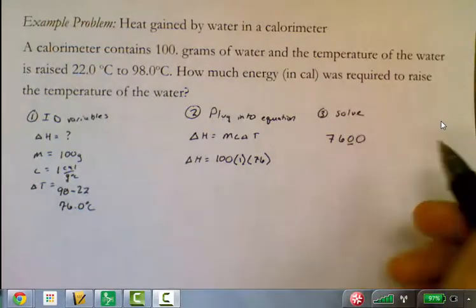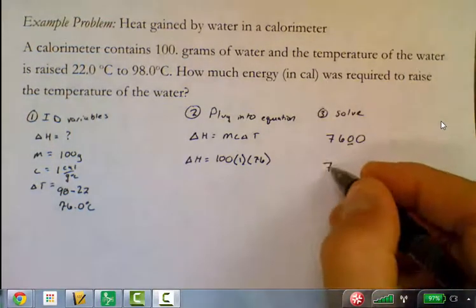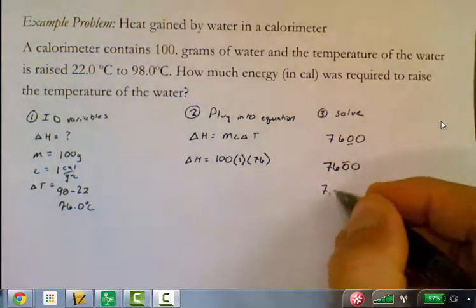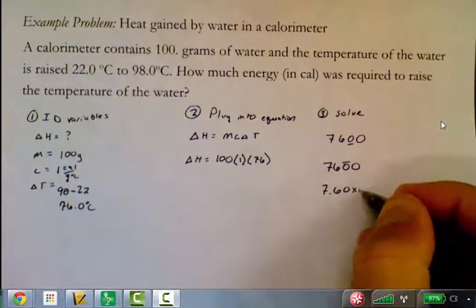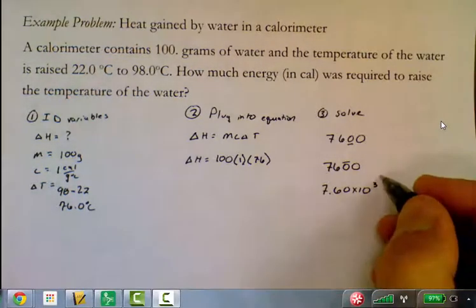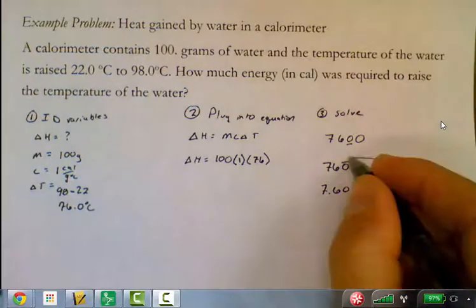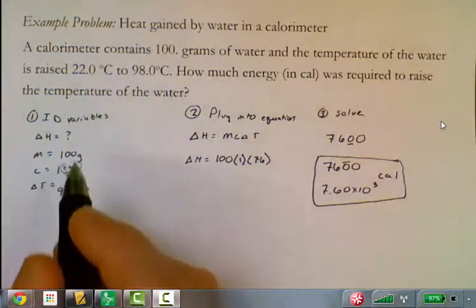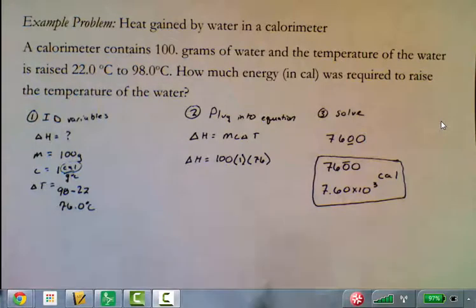So we need to make this 0 significant. You can mark your 0, or you can do 7.60 times 10 to the third. The unit that goes on that is calories. And that again is because in the specific heat value, calories doesn't get crossed off. It's also what we're question marking.